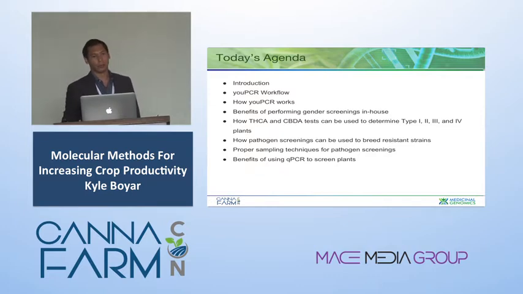So one of them being gender testing. The other would be determining different types of cannabis plants, so types 1 through 4. And then also how these tests can be used to screen for different plant pathogens and breed resistant strains. And then we'll dive in a little bit about sampling techniques and things like that.